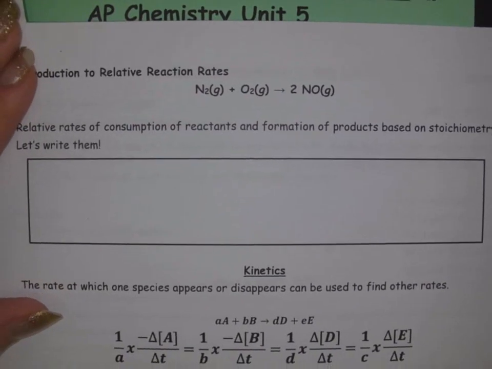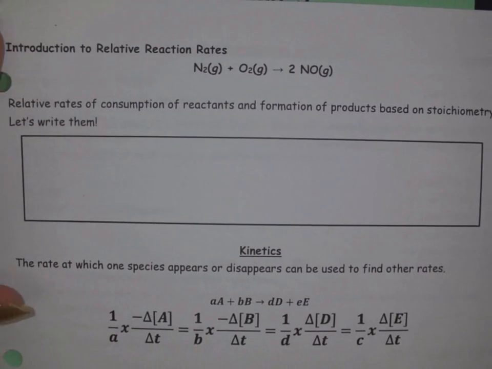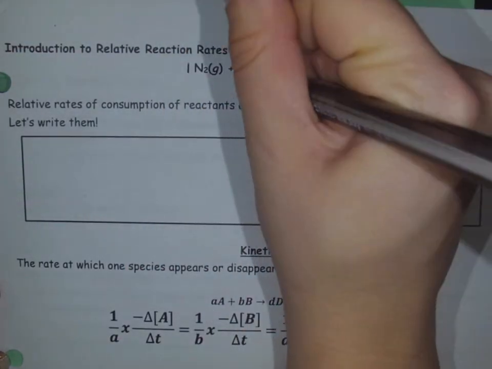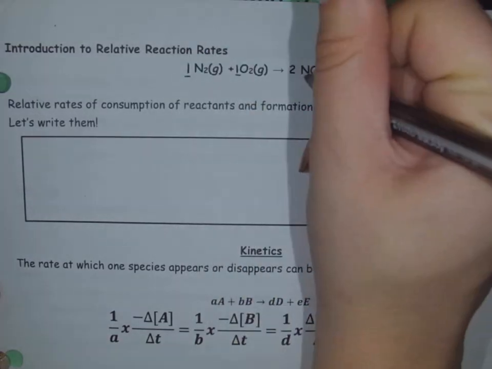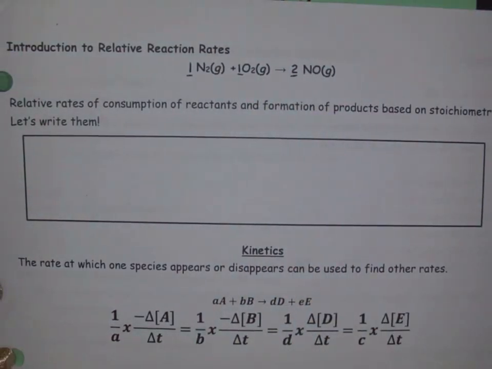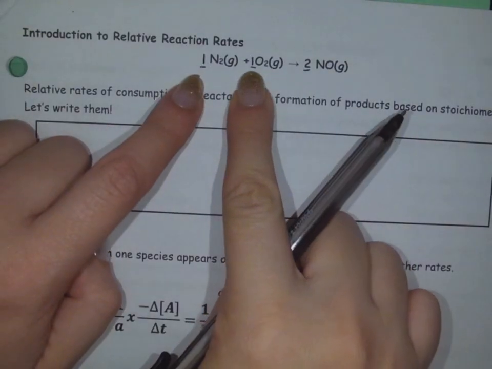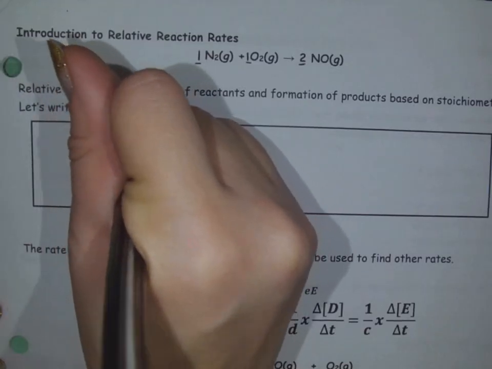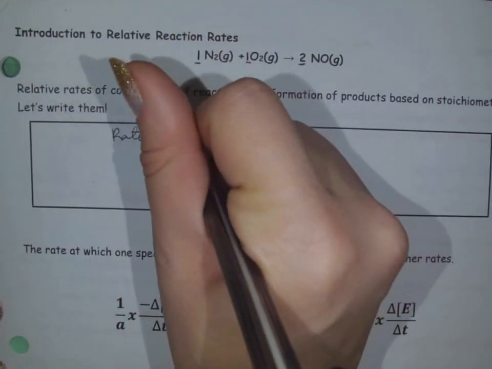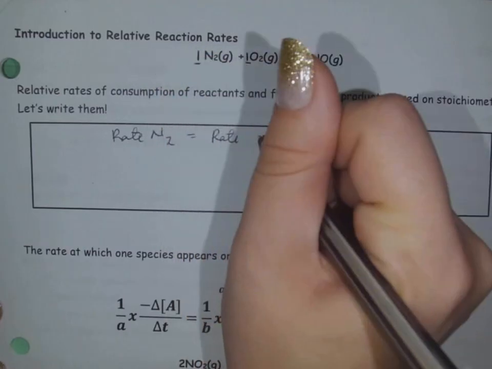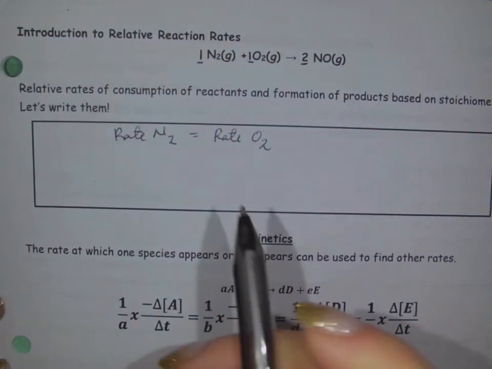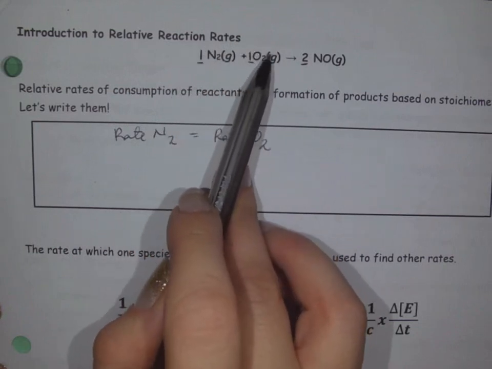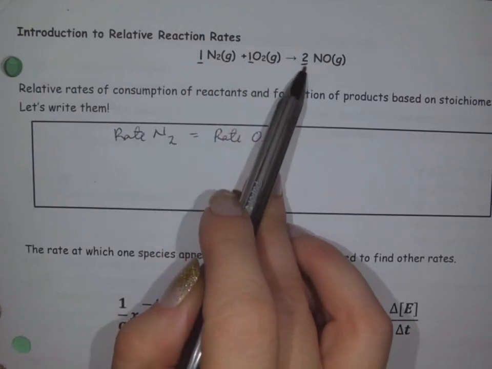Now, what do we do, though, if they don't have the same coefficients? Because here we have a coefficient of 1, a coefficient of 1, and then a coefficient of 2. So we know that when they're the same, they equal each other. Like I could say that the rate of disappearance of N2 is equal to the rate of disappearance of O2. Like the speed at which this one is disappearing and turning into products is equal to the speed at which that one is disappearing and turning into products. But what do I do with this 2?